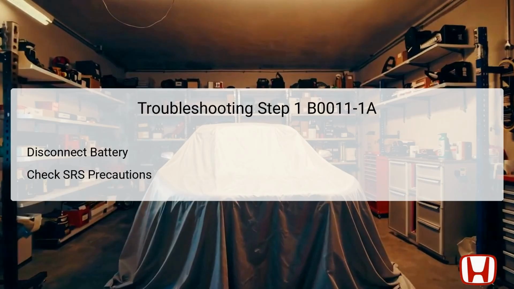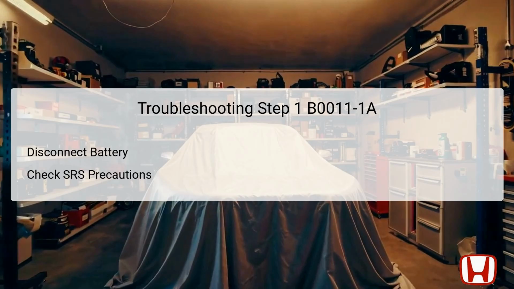The first step in troubleshooting DTC B0011-1A involves disconnecting the vehicle's 12-volt battery. This step is critical to ensure safety while working with the SRS components, as these systems can retain voltage. After disconnecting the battery, it's essential to wait at least 3 minutes to allow any remaining charge to dissipate.